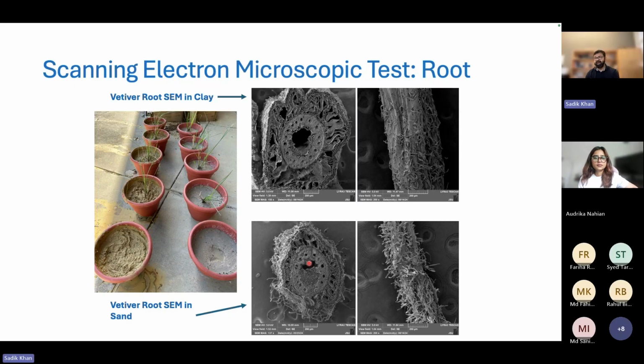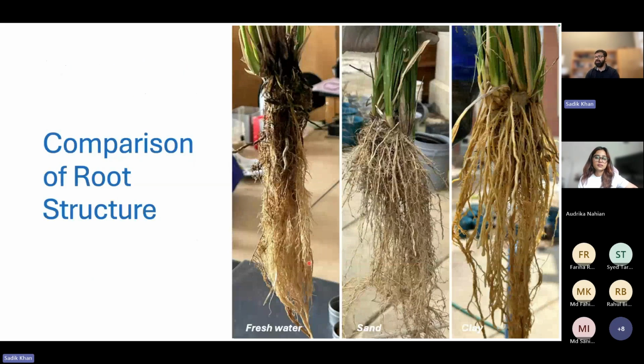So what happens is in the sand, the individual diameter of the root is lower, but the number of roots is higher. So it kind of balances out. And here you can see the type of the root in the clay, sand, and fresh water. In the fresh water, you can also see how the vetiver grows in the fresh water versus how vetiver grows in the clay. In the clay, those roots are very thick, and in the water they are very thin, in the sand it is in between.